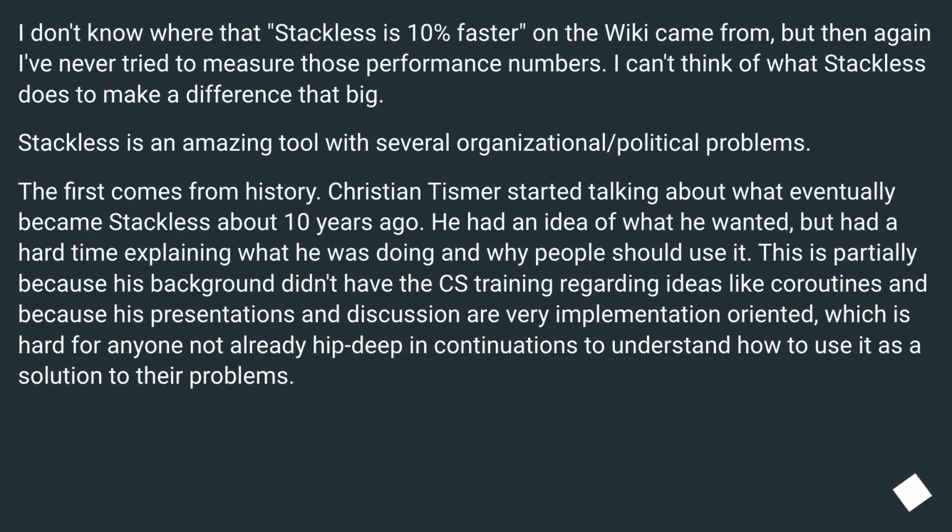The first comes from history. Christian Tismer started talking about what eventually became Stackless about 10 years ago. He had an idea of what he wanted, but had a hard time explaining what he was doing and why people should use it. This is partially because his background didn't have the CS training regarding ideas like coroutines, and because his presentations and discussion are very implementation oriented, which is hard for anyone not already hip deep in continuations to understand how to use it as a solution to their problems.